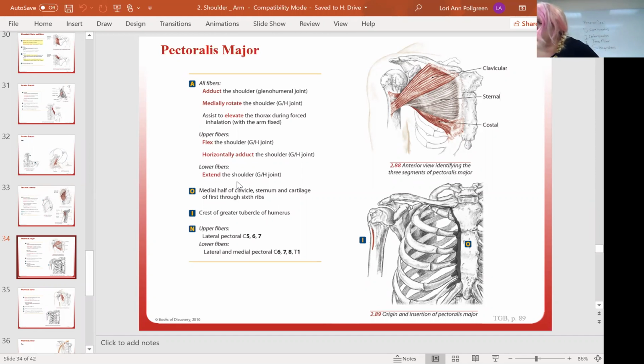The upper and lower fibers perform opposing actions of the shoulder joint, making this muscle an antagonist to itself. Highlight for me the actions. All fibers adduct the shoulder. They also medially rotate. See how they come out and around onto that greater tubercle of the humerus? So when that muscle shortens or contracts, it's rotating that greater tubercle around medially. The upper fibers flex the shoulder and the lower fibers extend the shoulder. That's where you get the antagonist on itself.